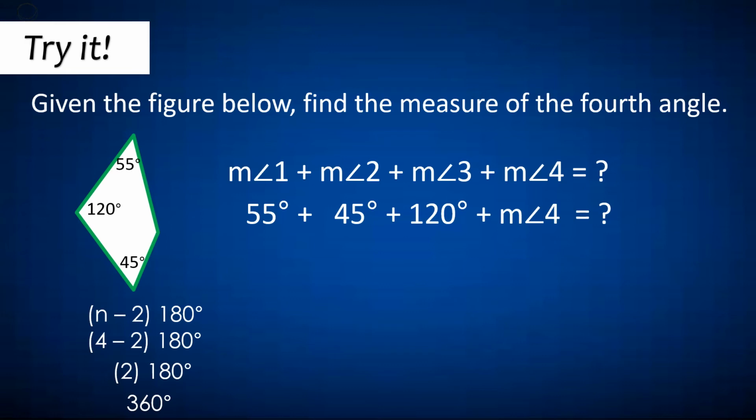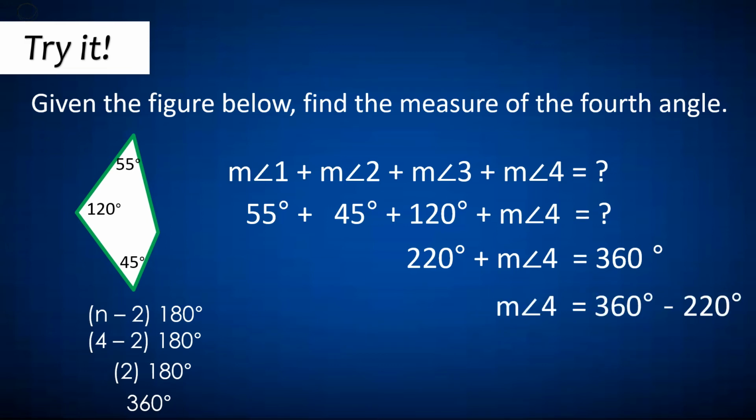So, 55 plus 45 plus 120 is equal to 220 plus measure of angle 4 is equal to 360, na kinuha natin dun sa kung ilan yung triangles na nabuo using diagonals. Next, pwede ulit SPE or pwedeng transpose. Pag tinranspose natin, pwedeng 360 minus 220 is equal to 140 degrees. So, ang sukat daw ng pang fourth angle is equal to 140 degrees.